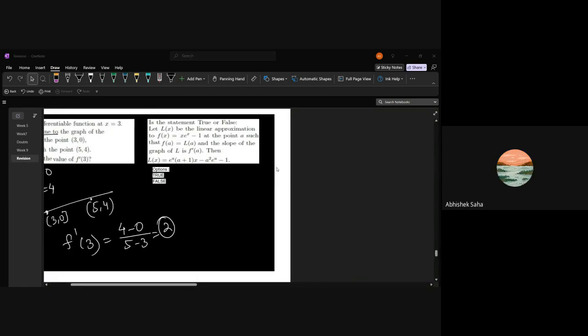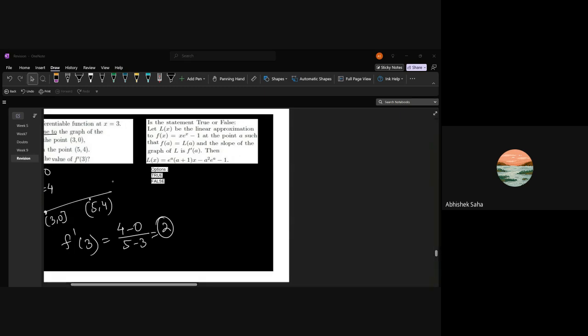So is the statement true or false? It is a linear approximation. Question on the linear approximation: f(x) is equal to x e to the power x minus 1. The point a is such that f of a is L of a. Then find the slope of the curve. The slope is f dash of a.